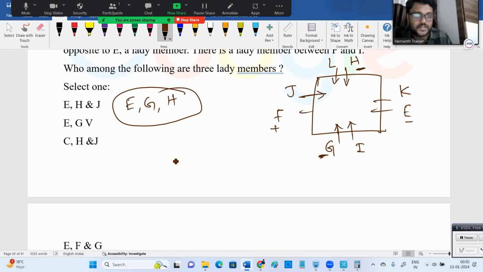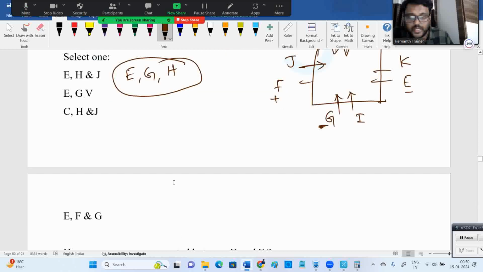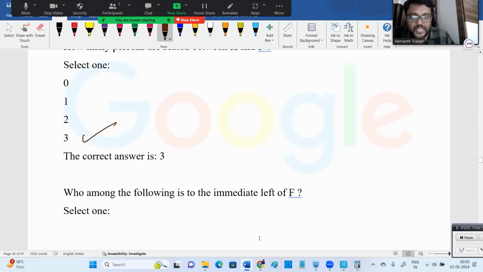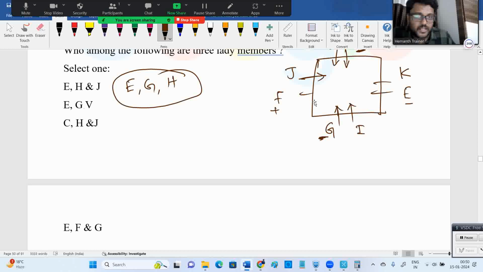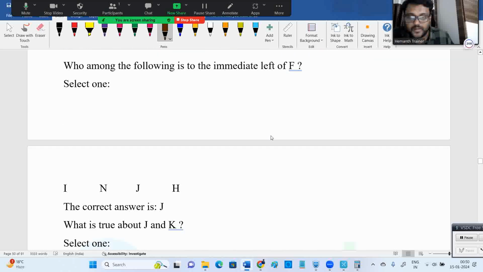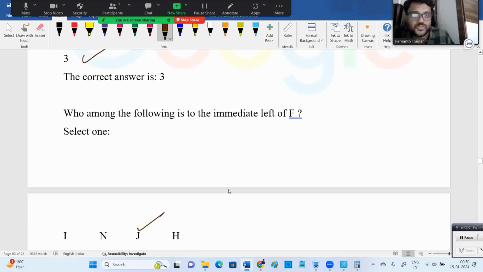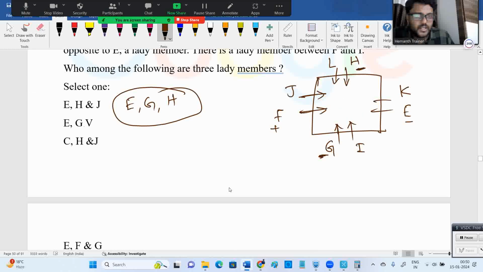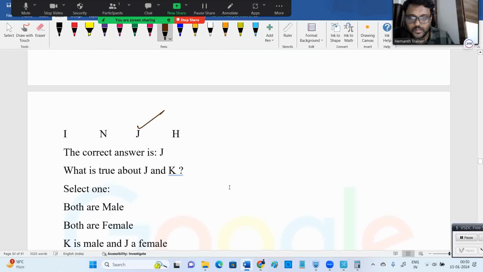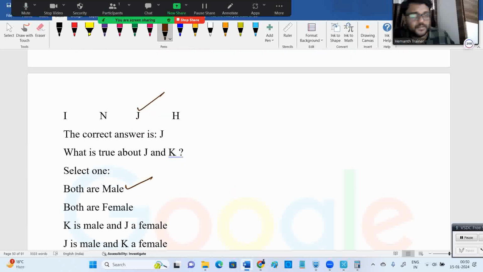Next question: how many persons are sitting between K and F? So this way 3 people, this way also 3 people. This way or that way, 3 people only. Who is immediate left of F? F's immediate left is J. Correct. What is true with respect to J and K? J and K both are male and they are opposite.